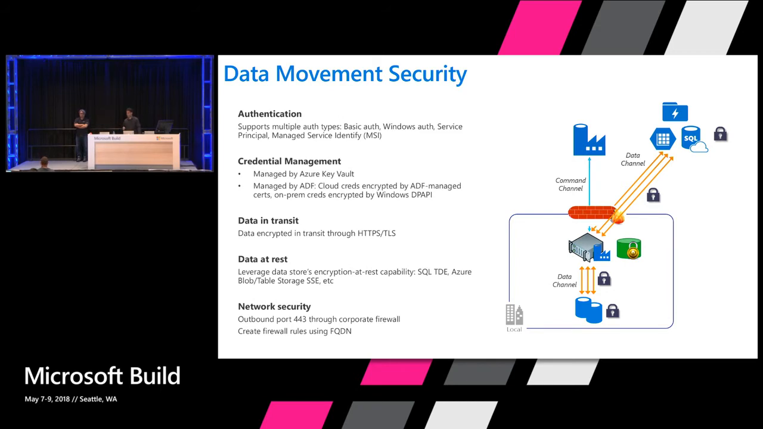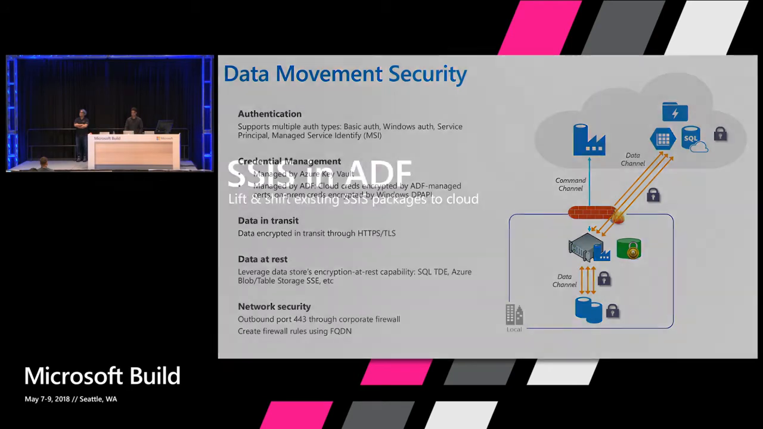If you're using self-hosted integration runtime, we can encrypt those using Windows DPAPI. And for data in transit, we use HTTPS, TLS. If your data is at rest, you can use SQL TDE. You can use storage SSE encryption that they provide. And like I mentioned earlier, in terms of network security, it's all outbound connection from the self-hosted integration runtime when you're doing hybrid data movement. There's no inbound connection that's coming, so it's truly secure in that sense as well.